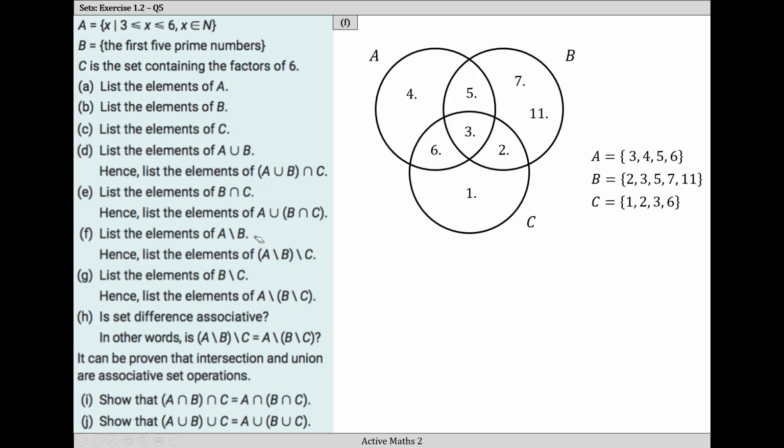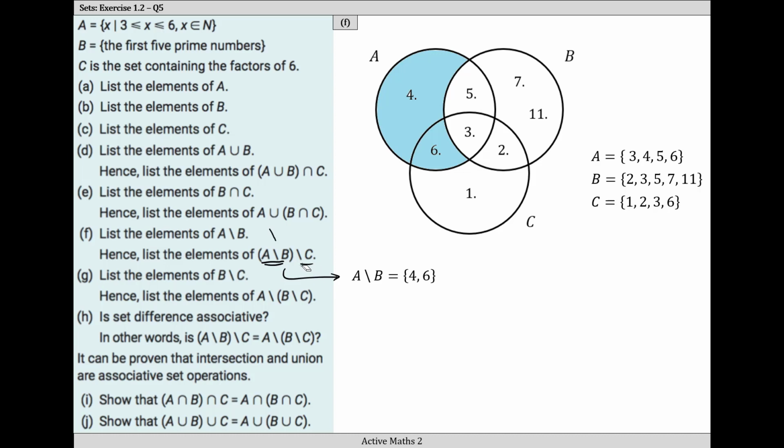Part F asks us to list the elements of A without B. So this symbol here, we say without, but its symbol is set difference. So what's the difference between A and B? What's in A without any of B? Again, I'm going to colour in the part of A that isn't in B. So 4 and 6.